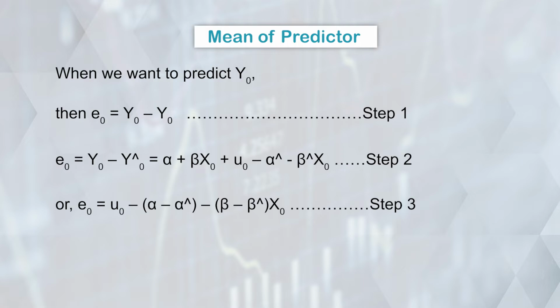So in the step 3, we observe e0 is equal to u0, which is considered as the error, minus within bracket alpha minus alpha hat. Alpha is the actual value of the population intercept, minus alpha hat is the estimated value of the intercept. In the similar fashion, it is written minus within bracket beta minus beta hat, which is the slope coefficient actually and the estimated, bracket closed, multiplied by x0. So this particular expression is the expression of the error after expanding the expressions for y0 and y0 hat. This is how the step 3 comes in.